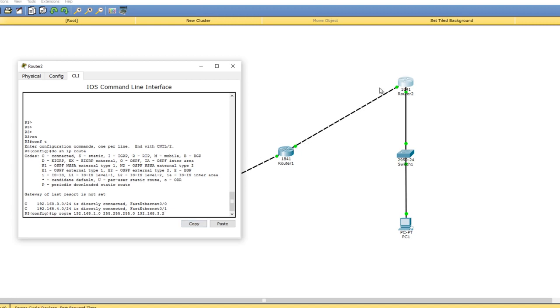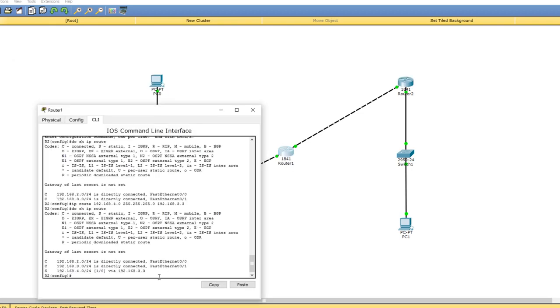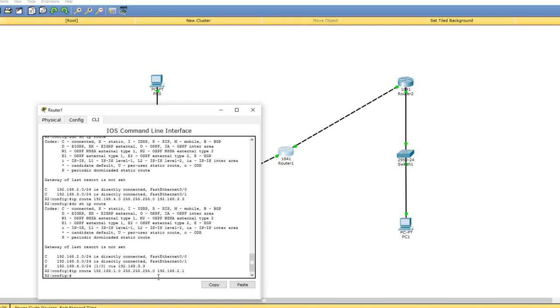This is network 3. Network 3 is router 2, 3.2, right? Now what will happen? Same thing. This device will say, okay, I know 3, 2, and 4, but I don't know where the 1.0 network is. So I'm going to say IP route 192.168.1.0 255.255.255.0, send it to 192.168.2 network, router 1, right?